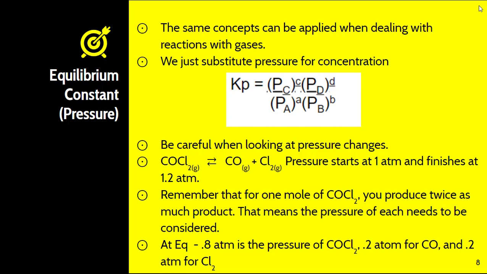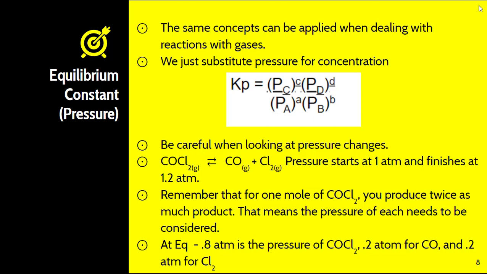Now, we've looked at things that are aqueous and things that are gases. The same concept can be applied when dealing with gases, substituting pressure rather than concentration. The concept still works here. So if we know the pressures of all of the different gases, and we know the coefficients of all of them in the balanced chemical equation, we can solve for Kp, the equilibrium constant of pressure. The one thing I would suggest is to be careful when you're looking at pressure changes as we go towards equilibrium. So let's use an example down below.